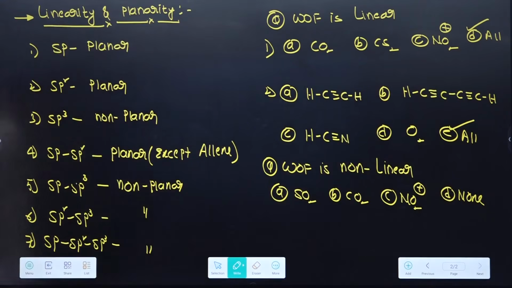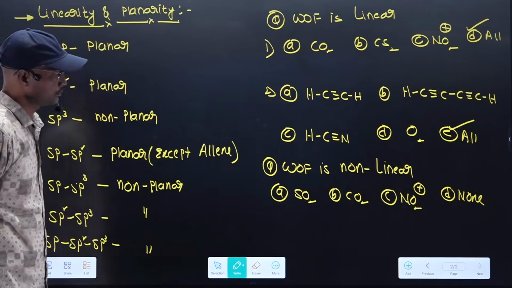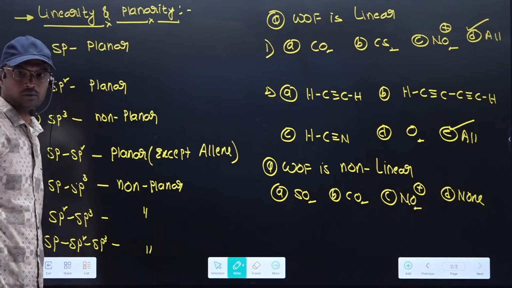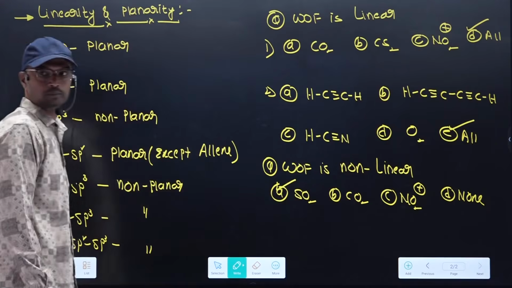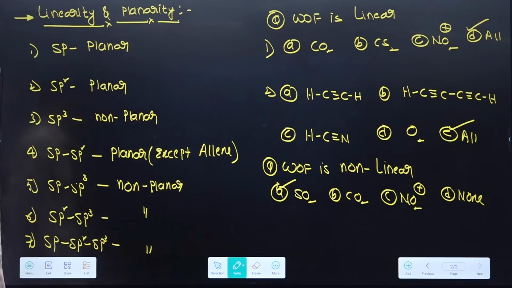Which of the following is non-linear? What is the answer? A is non-linear. It is a V-shaped molecule. Sulfur dioxide V-shape, it is not linear.